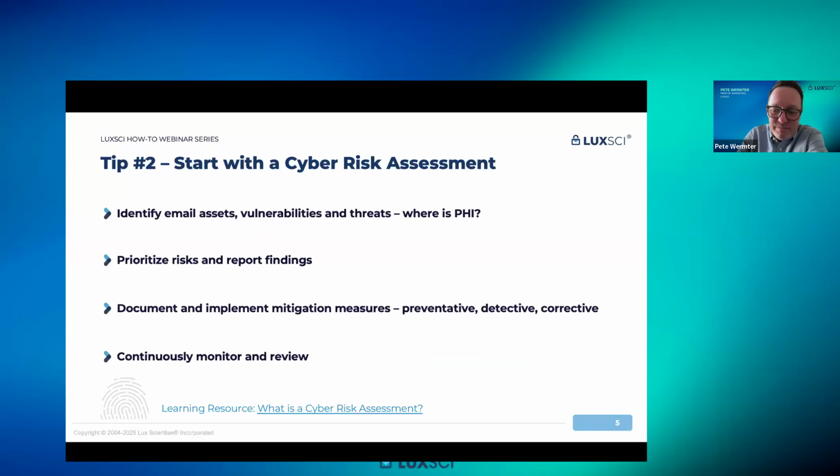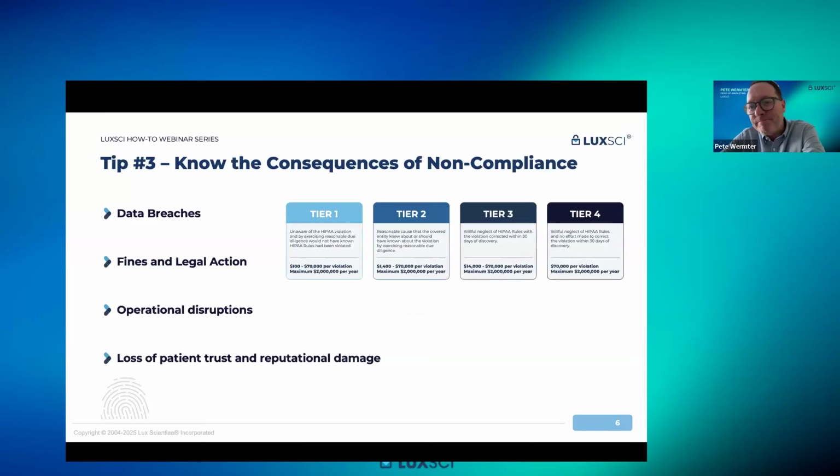Okay, let's go over to Tom for tip number 3. Of course. So really important that as we take into account our risk assessment and we take inventory of where our data are living, it's very important that we understand what the consequences are of non-compliance, right? So as we look across this screen here, we can see the specific penalties for tier 1 through tier 4, right? But it actually goes beyond that, right?